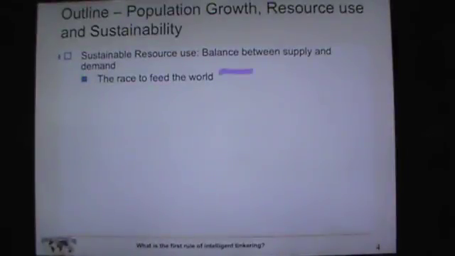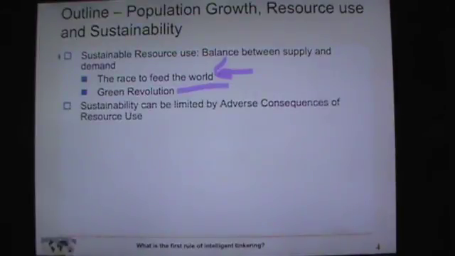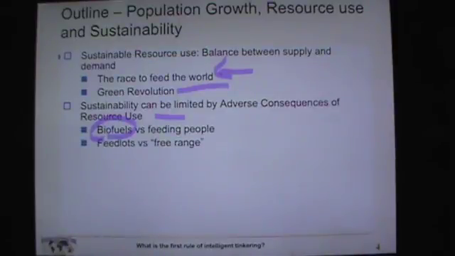So we're going to talk about sustainable resource use, a balance between supply and demand. Race to feed the world. We certainly are winning that race in places. Talk about the green revolution, something we sort of take for granted. I'm not talking about a political revolution here. Sustainability can be limited by what we do with those resources. Biofuels, ethanol is one of those biofuels. Are we growing corn to put ethanol in the tanks of our cars, or are we feeding people? Feedlots versus free-range ways of growing things.